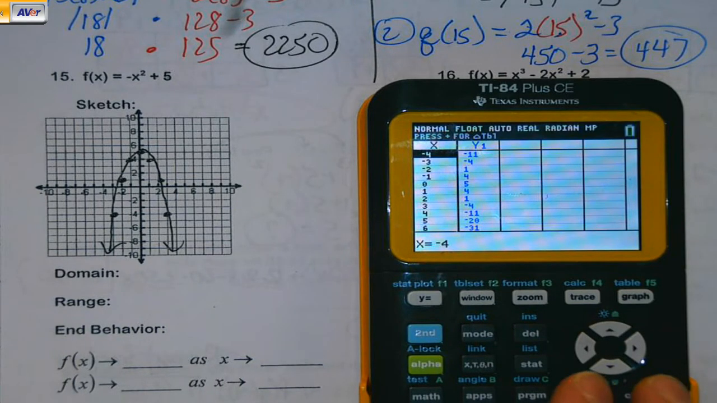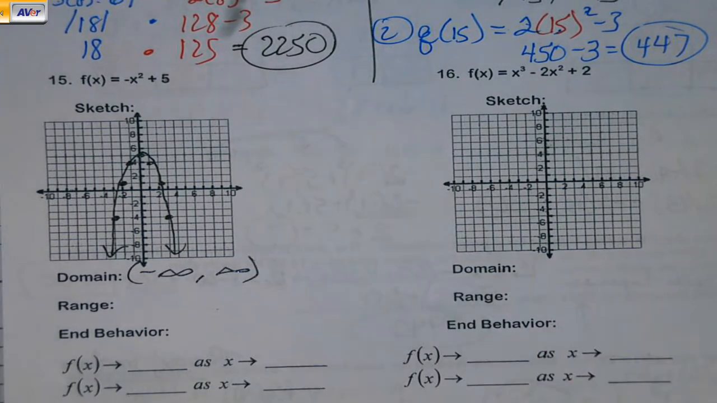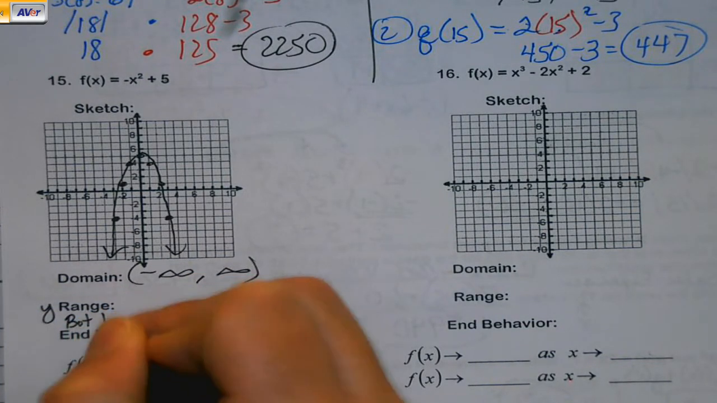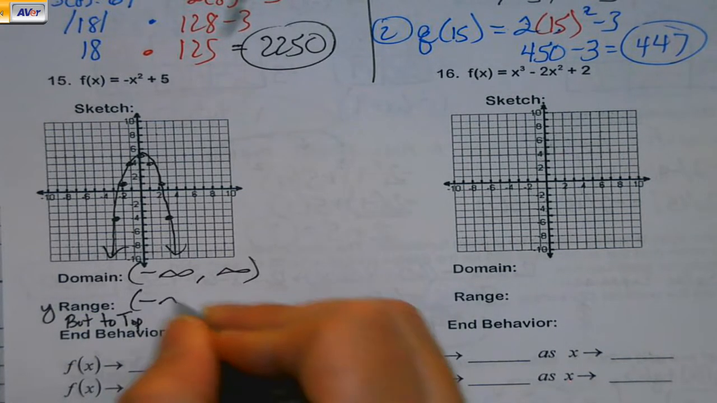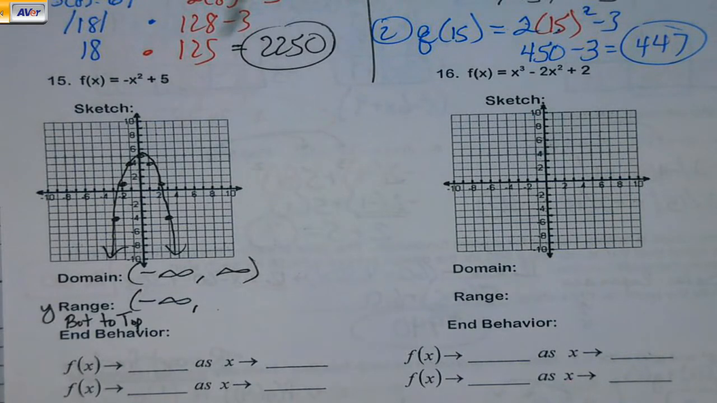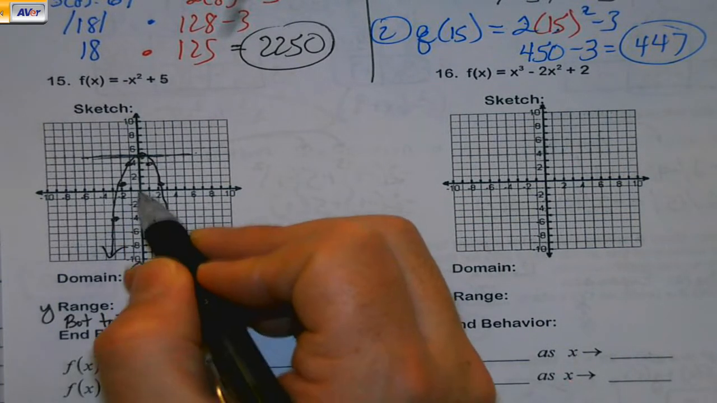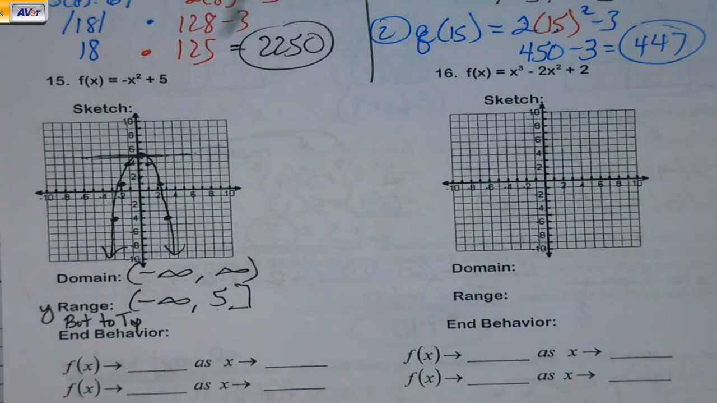up, domain is the layup question. Nobody should miss that on any of these. The domain's always the same. My range, though. Remember, my range is my y values from bottom to top. Well, it's going down forever. Okay, down forever, I know that part. Top, though, it doesn't go up forever. Here is my highest point that my graph gets to, and it's y, so 1, 2, 3, 4, 5. And I close that off.